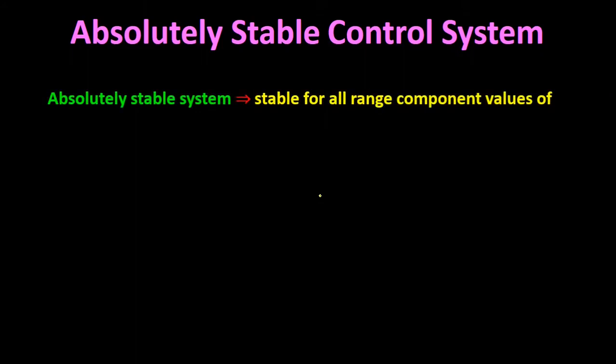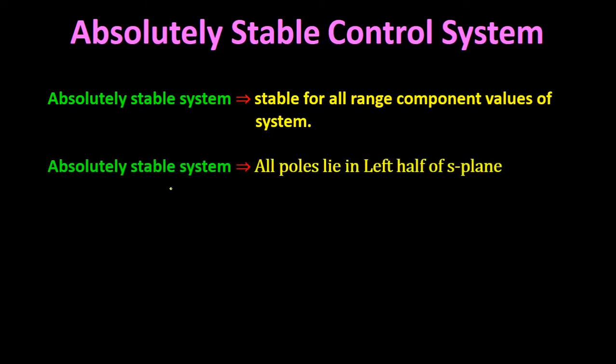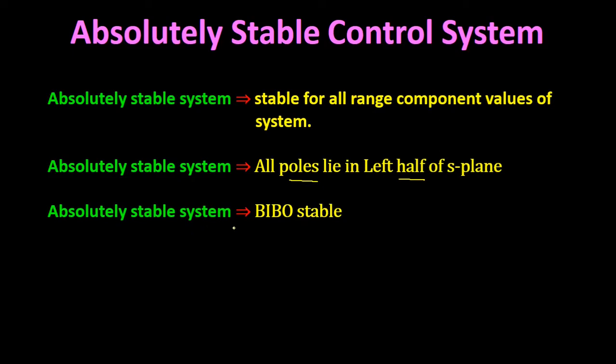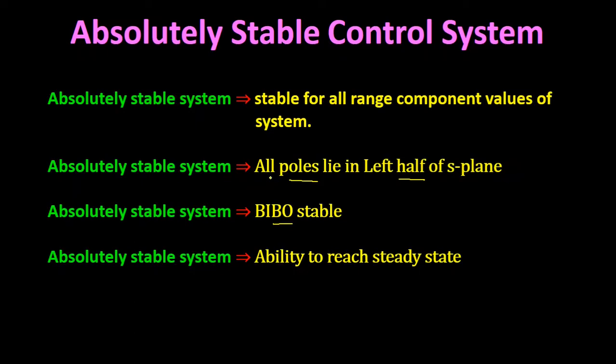Now let us see some important points related to absolutely stable control system. First point is if the system is stable for all the range of system component values, it is known as absolutely stable control system. Second point is, in the absolutely stable control system, all the poles should lie in the left half of the S-plane. Third point is, the absolutely stable control system should be BIBO stable, that means bounded input, bounded output stable. Means it should give a bounded output for bounded input. And fourth point is, an absolutely stable system should have the ability to reach its steady state value.